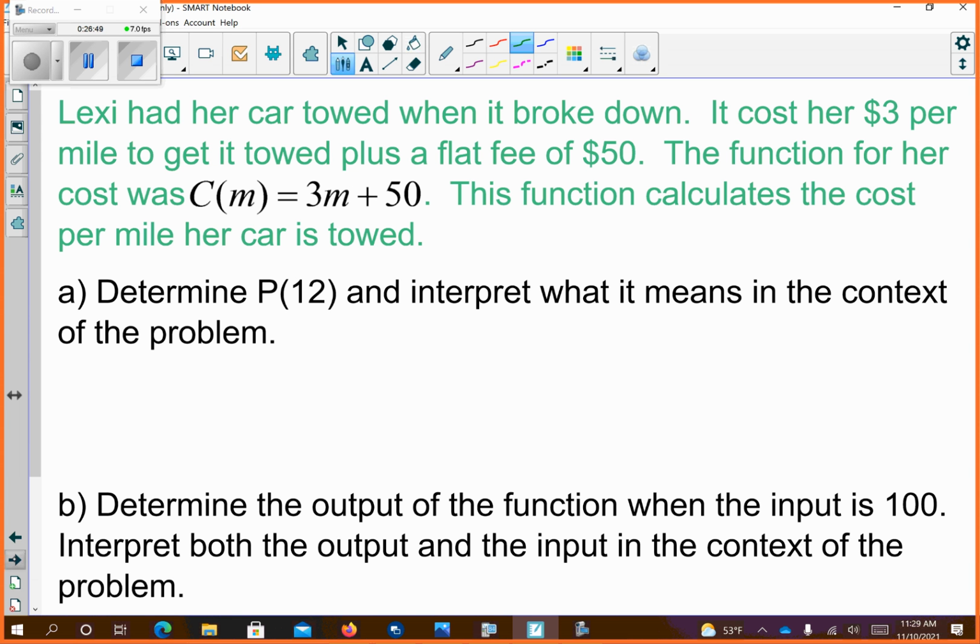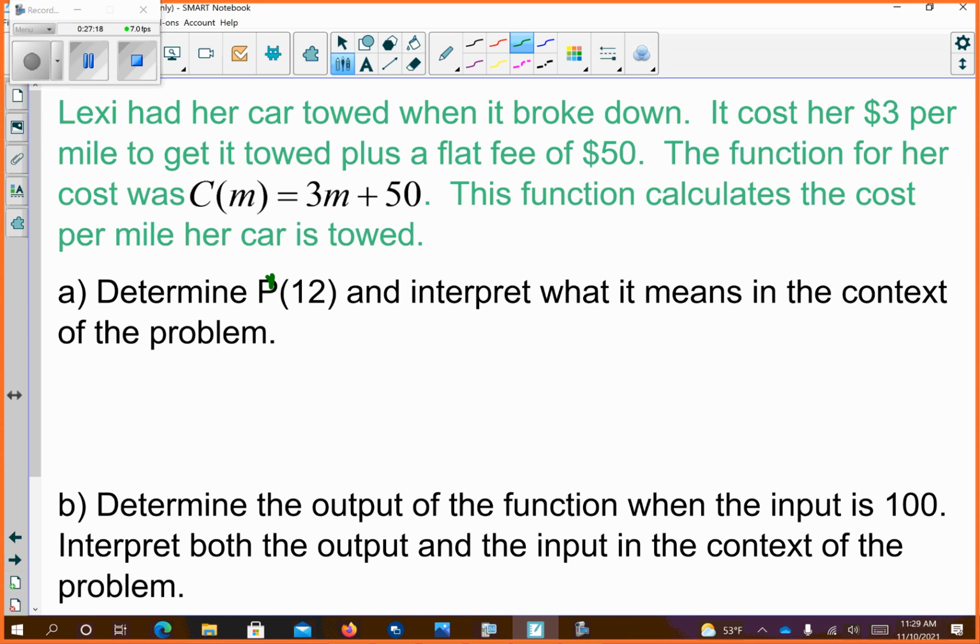So what that means is Lexi called this towing company, and they said it's going to cost you $50 for us to get out there, and then however far we have to tow your car, it's going to cost you $3 extra each mile we go. Okay? And the function for her cost was C(M) = 3M + 50, where M is miles. This function calculates the cost per mile a car is towed. And this is determined P at 12.